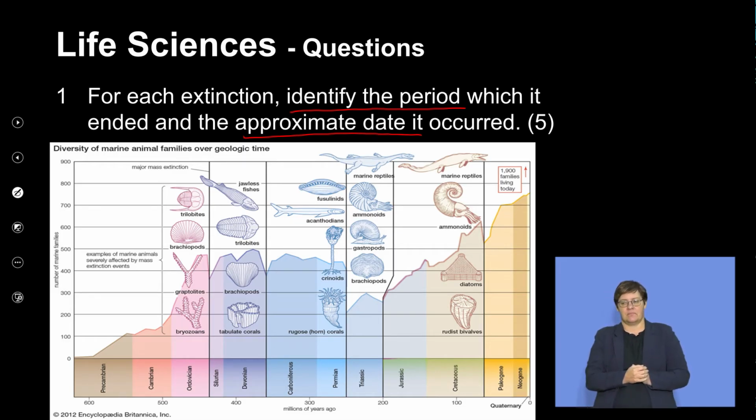Okay, so you look for the dips, and there we have the Ordovician extinction, the date, probably about 440 million years ago. Then we have the Devonian extinction, ending the Devonian period. That's probably 360 million years ago. So all you need to do is just have a look, see where the dips are, and then go to the time period at the bottom, and you will also be able to find out which periods were actually involved.